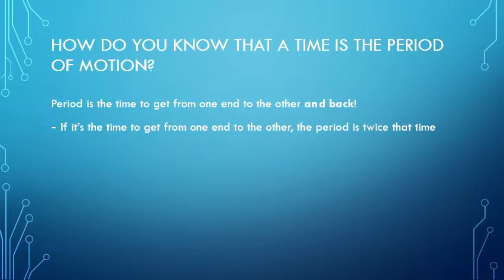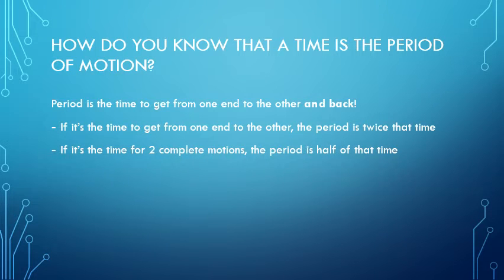If it's a time to get from one side to the other, the period's going to be twice that time. If it's a time for two complete motions, to get from one side to the other and back, and then one side to the other and back, the period will be half that time, and so on. So that's how you use any time to come up with what the period was, as long as it describes the actual motion of the object.